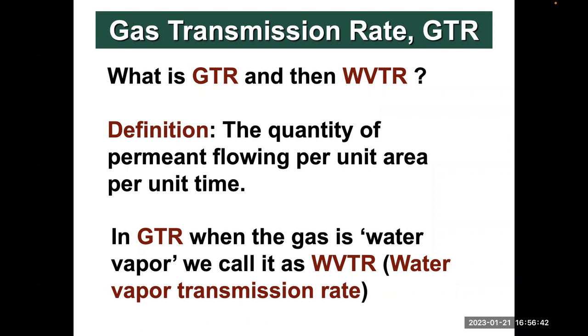So the transmission rate, if we are talking about gas, we generally in the industry call it GTR. Sometimes we utilize the term OTR for oxygen transmission rate. For carbon dioxide, we use CO2TR. When we have water vapor, we call it WVTR. So that's the common terminology. How much is flowing through per unit area per unit time?